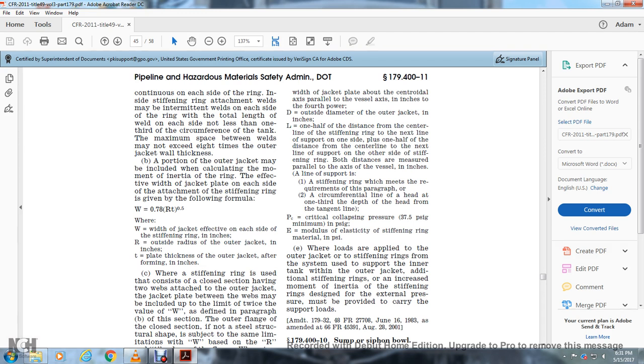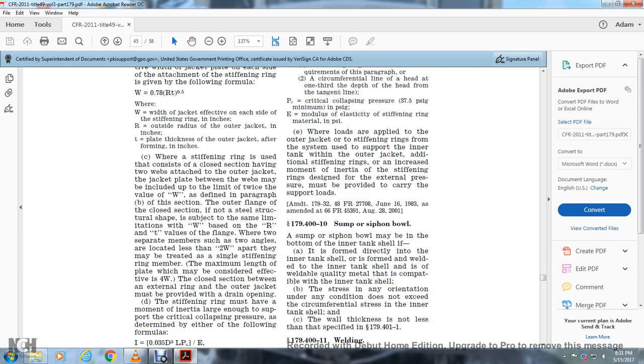Where loads are applied to the outer jacket, the stiffening rings from the system used to support the inner tank within the outer jacket, with additional stiffening rings, increase the moment of inertia. The stiffening ring designed for external pressure must be provided with the capacity to carry the support limit loads.